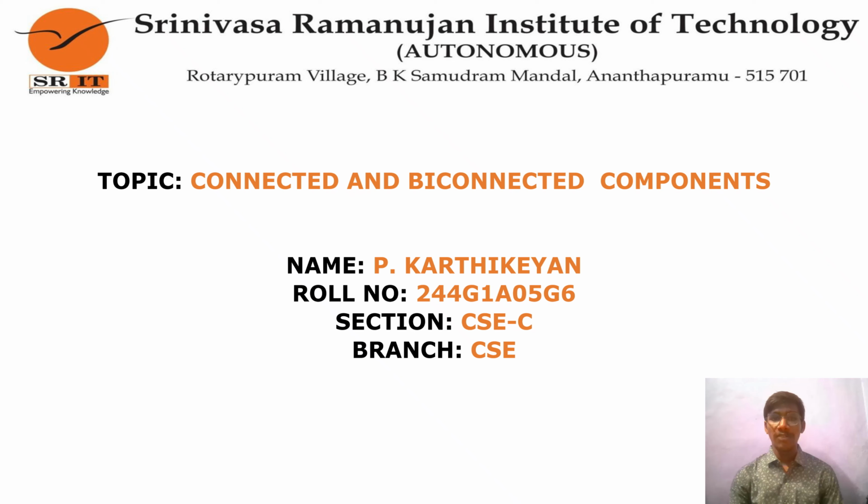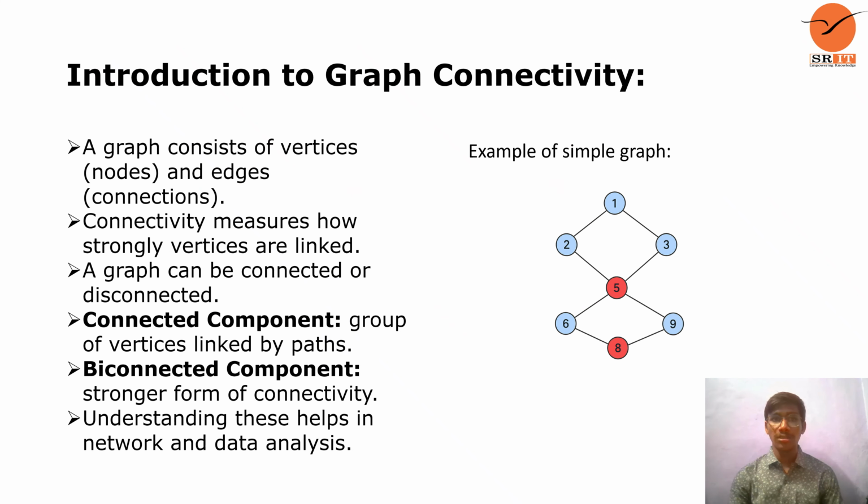Today my video assignment topic is about connected and biconnected components. In that, an introduction to graph connectivity: a graph consists of vertices as nodes and edges as connections. Connectivity measures how strongly vertices are linked. A graph can be connected or disconnected.